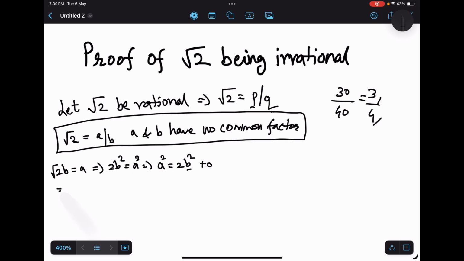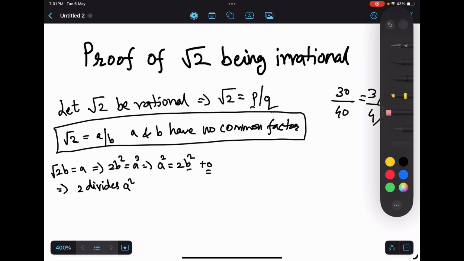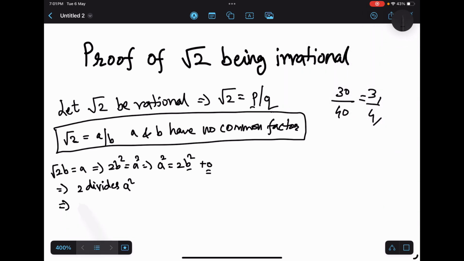What this means is 2 divides a square, since the remainder was 0. So we can say that 2 divides a square. Earlier we saw that if a prime number 2 divides the square of a number, then it will divide the number itself. So we can write 2 divides a. If 2 divides a, we can write a as 2 into something plus 0, which is 2c. We can just write a as 2c.